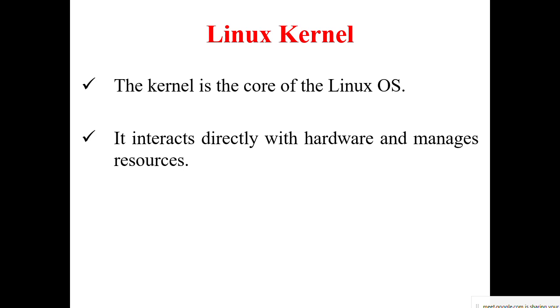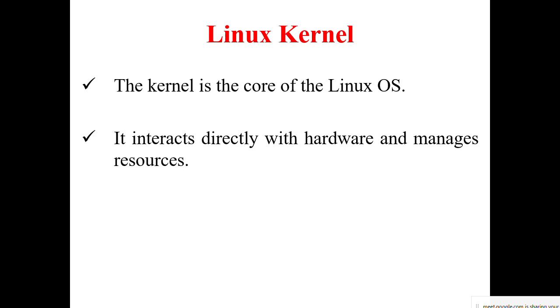Can you give an example of hardware? RAM is hardware, motherboard is hardware, monitor is hardware, mouse, keyboard. Very good, keyboard is hardware, mouse is hardware, fantastic answer. Then it interacts directly with the hardware and manages resources. What are the resources? Hardware resources and software resources.